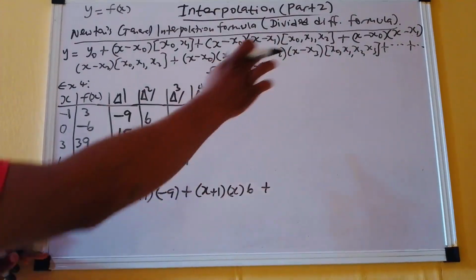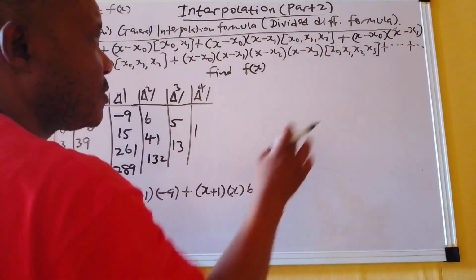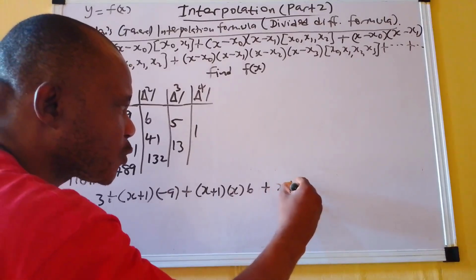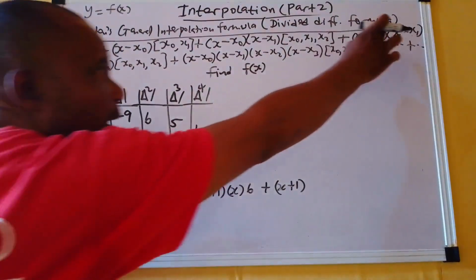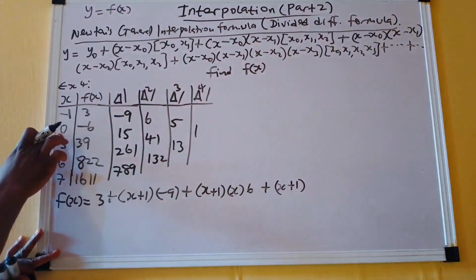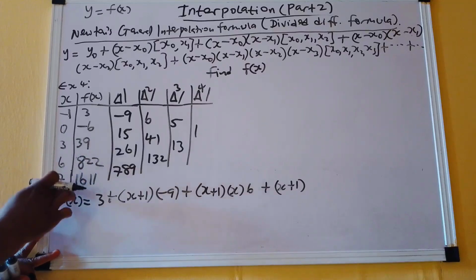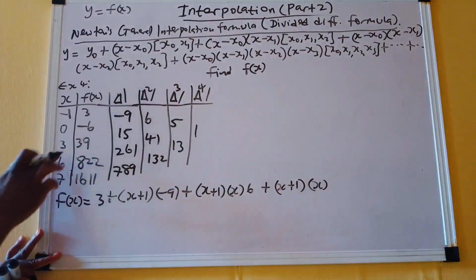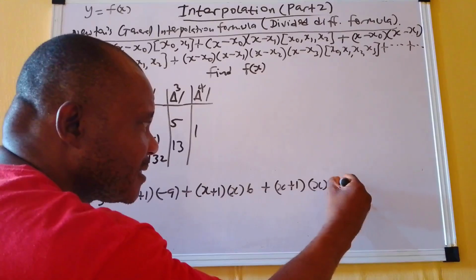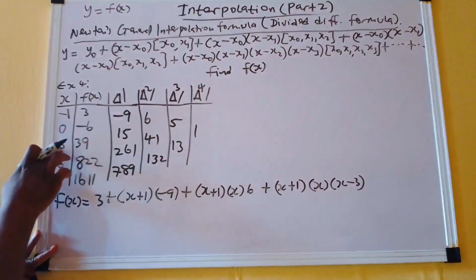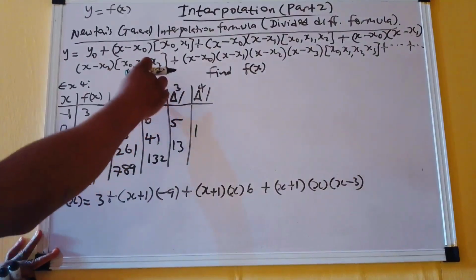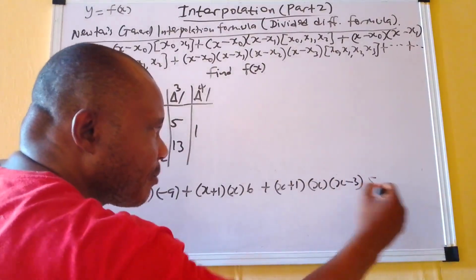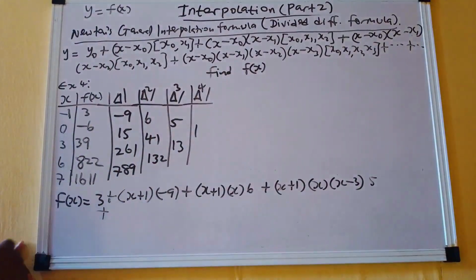You come again now. Again, x minus x naught. X naught is minus 1. X minus minus 1 is x plus 1. Then x minus x1. Our x1 is 0. This is x naught, x1, x2, x3, x4. So that one will be x again. Then we have x minus x2. Our x2 is 3. Then you put in bracket x minus 3. Yes, x minus x2. Then the next one is 5. Then you put 5.